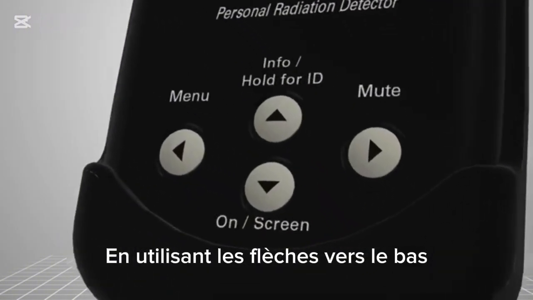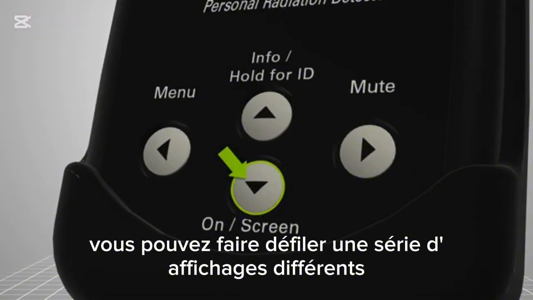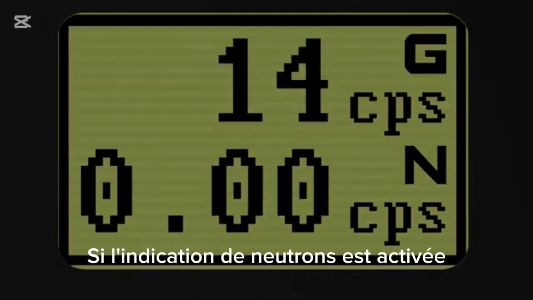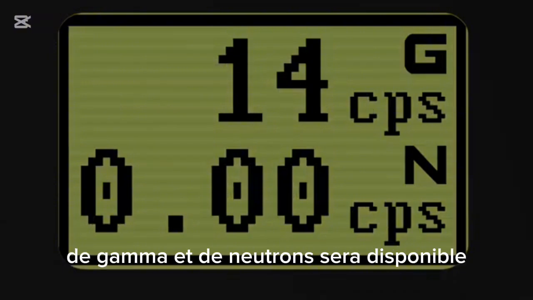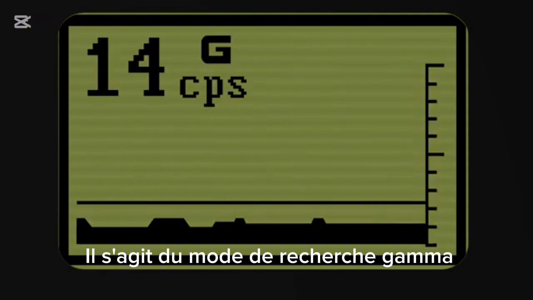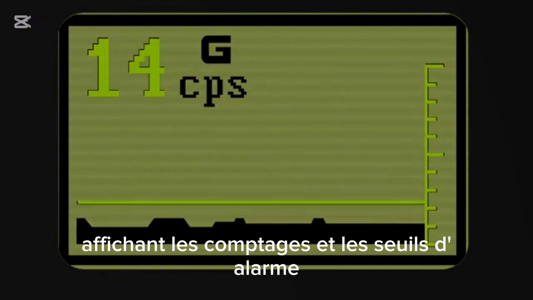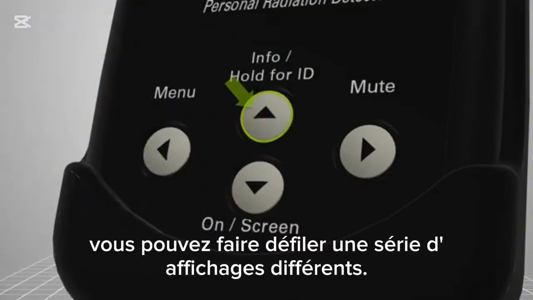Using the down arrows, you can scroll through a series of different displays. If neutron indication is enabled, the combined gamma and neutron rate meter screen will be available. This is Gamma Finder mode, showing counts and alarm set points. Using the up arrow, you can scroll through a series of different displays.